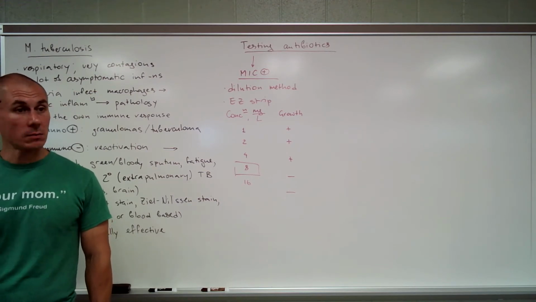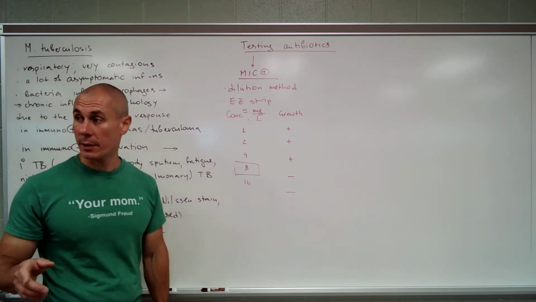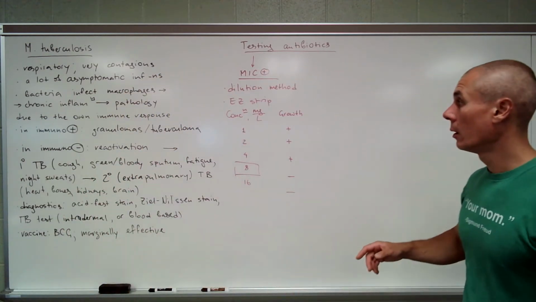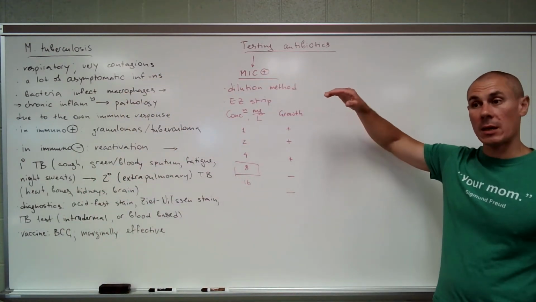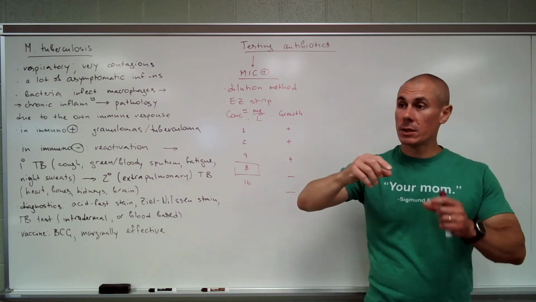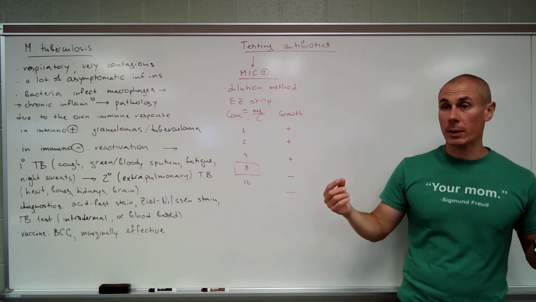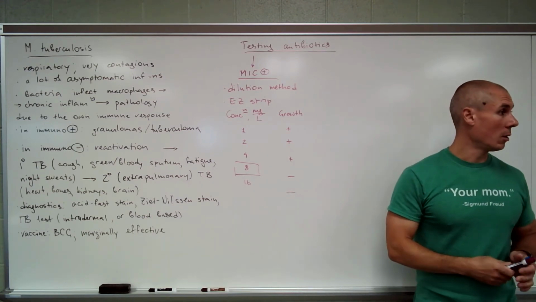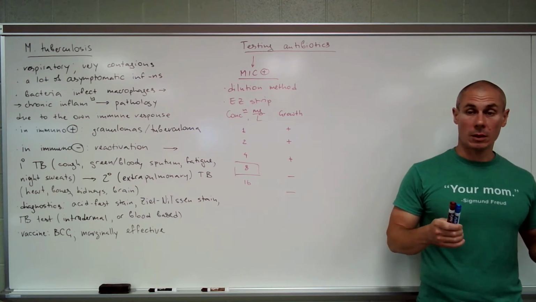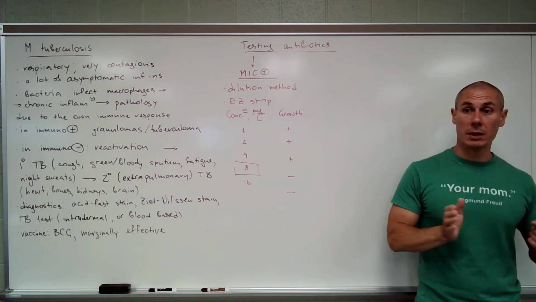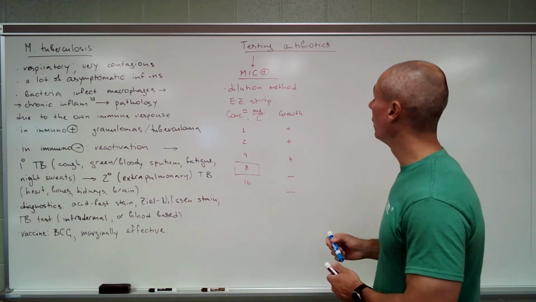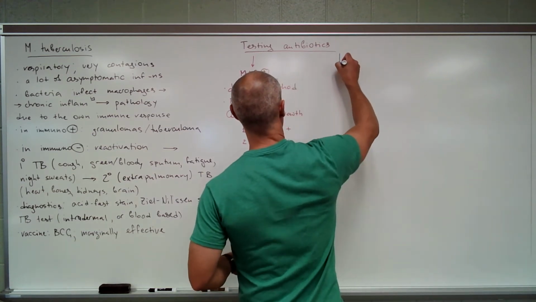No? Yes? Blink once for yes, twice for no. Okay, good. Etest strip is basically the same idea, but dilutions are prepared on the strip of paper, and you can put it directly on the agar plate, and you can see the inhibition zone in the agar plate.